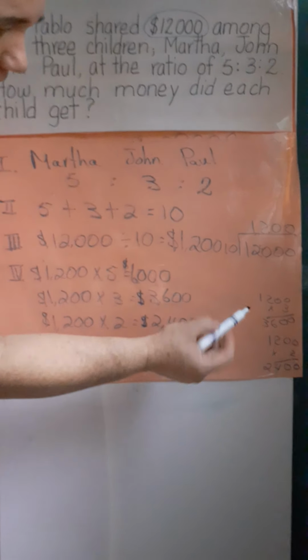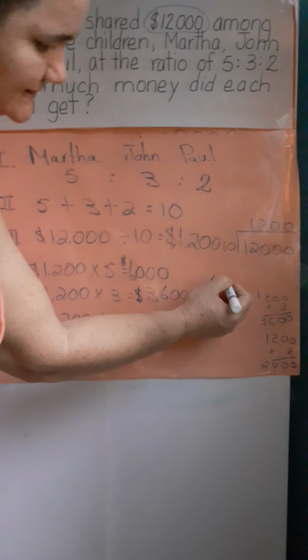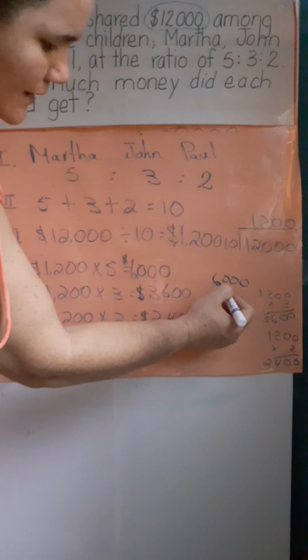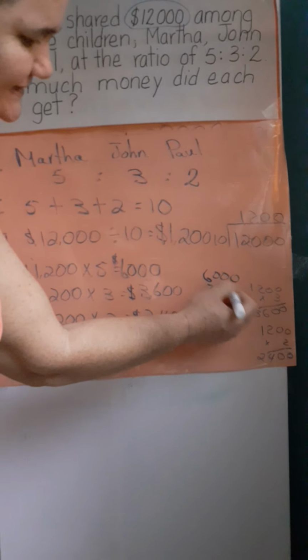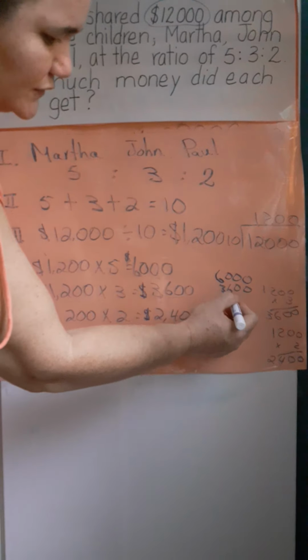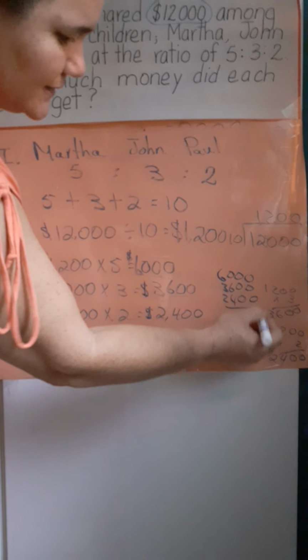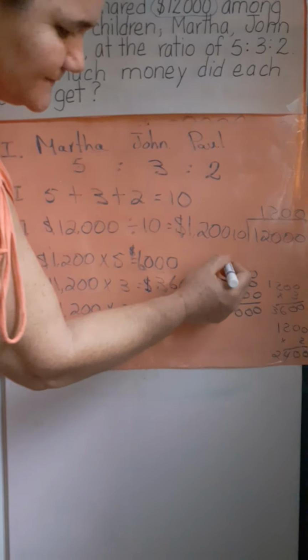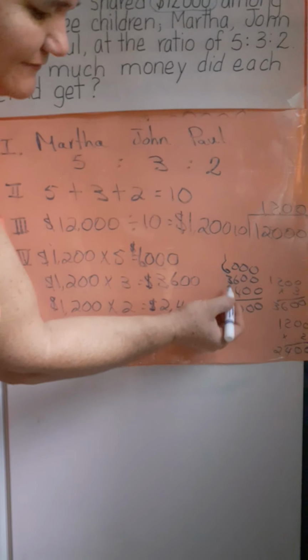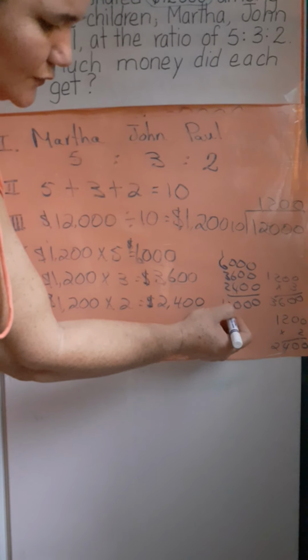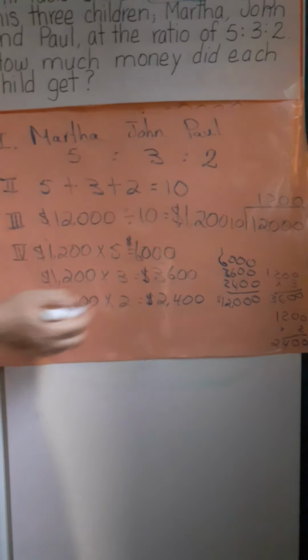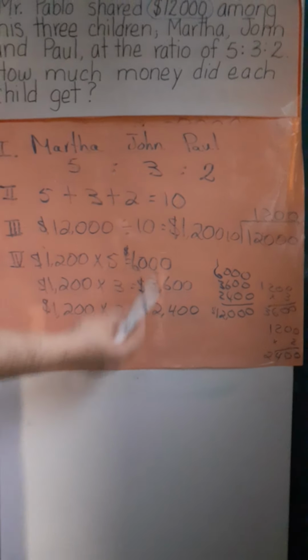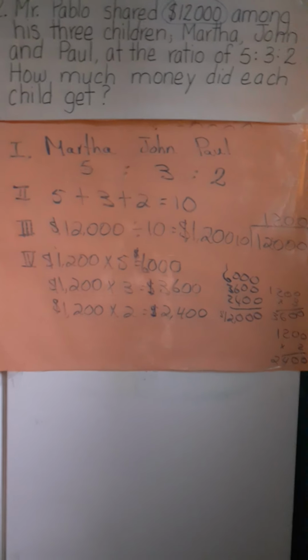So we have, let's see, 6,000 plus 3,600 plus 2,400 is going to give us 6 and 1, 7 and 3, 10. It's going to give us 12,000. So that means that these answers are correct.